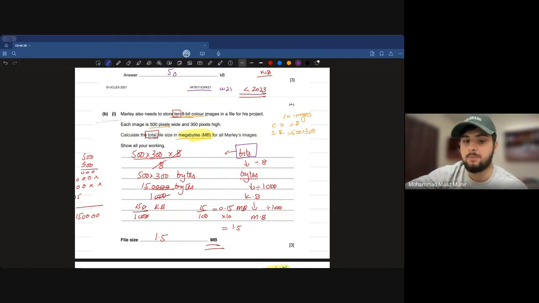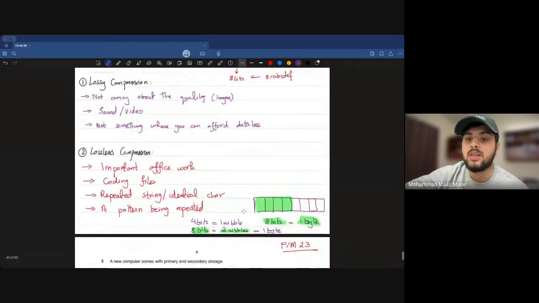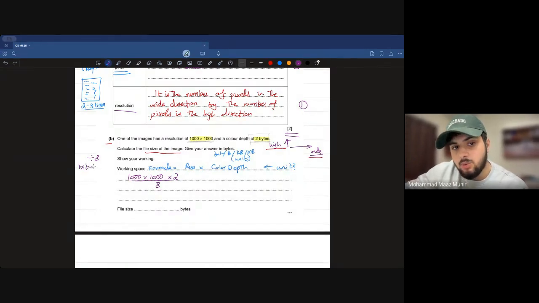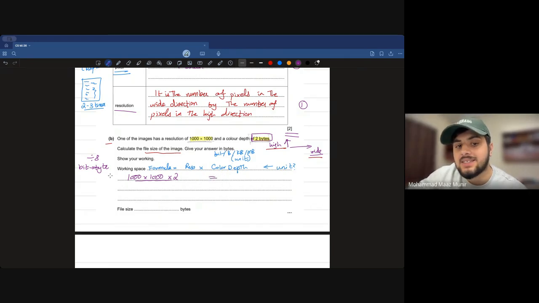Exactly, Ramin, perfect. We won't be dividing it with 8 because, originally, the purpose of dividing this with 8 is basically to go from bit to byte. But you would observe that in this case, the answer is already in terms of byte. Why? Because the color depth is in what? Color depth is in terms of byte. So there is no need to divide by 8 up here.